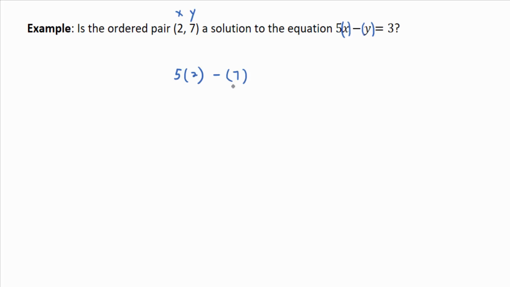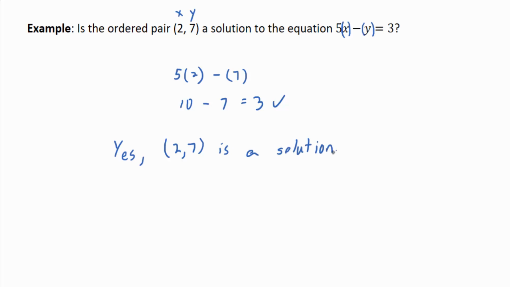So what do you get? You get 10 minus 7. Is that equal to 3? Check. So what's your answer? 2, 7 is a solution. Yes. 2, 7 is a solution. Are there others? There's an infinite number of others.